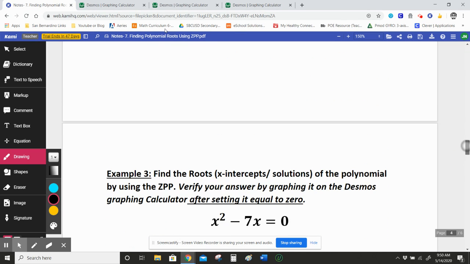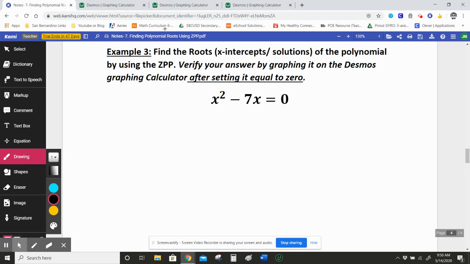Example number 3. Find the roots or x-intercepts or solutions of the following polynomial and then verify your answer using Desmos. So we have x squared minus 7x equals 0. Now, before I do anything else, I know here that I can actually take out a greatest common factor for this polynomial because they both have x's in common, right? So I can take out an x from both of those terms. If I do that, I'm left with x minus 7 on the inside, and now I can set that equal to 0.